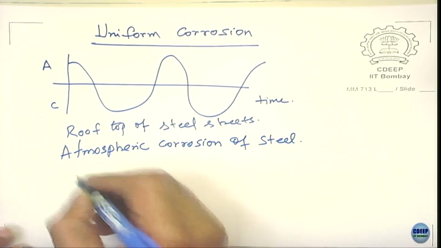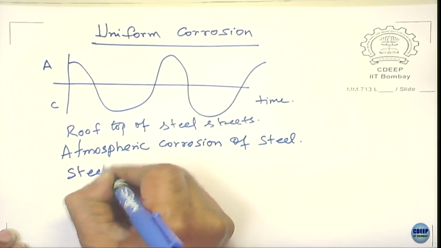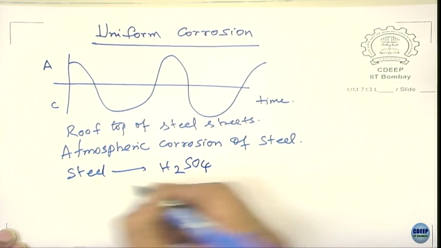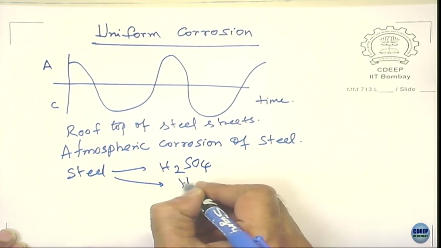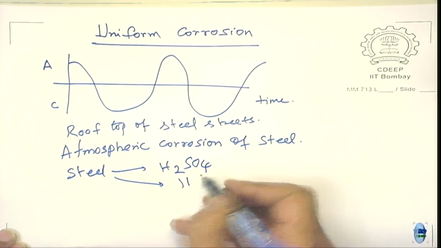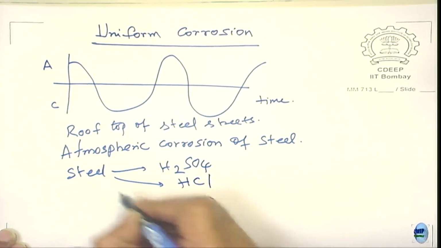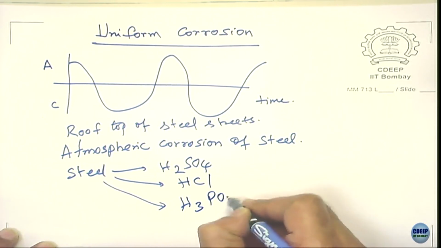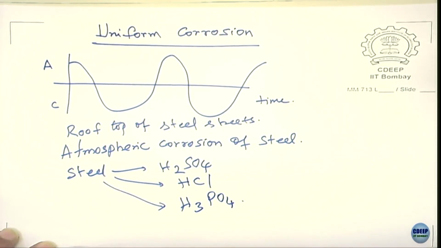It could even be steel in hydrochloric acid. Steel in sulfuric acid, steel in hydrochloric acid, steel in phosphoric acid, even in water, generally they undergo uniform corrosion.